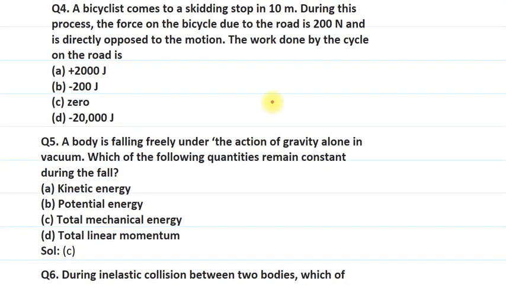Now let's come to question number 4. There a cyclist comes to a skidding stop in 10 meters. During this process, the force on the bicycle due to the road is 200 newtons and directly opposed to the motion. So the cyclist skids and stops after sliding 10 meters. And during this process the force on the cycle due to the road is 200 newtons and directly opposed to the motion. So it is opposite to the motion, and it stops.